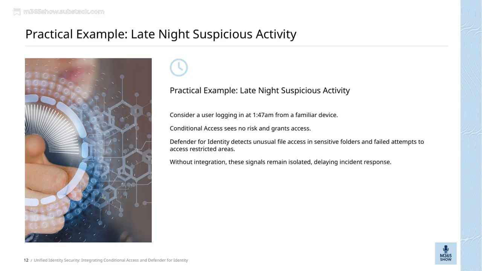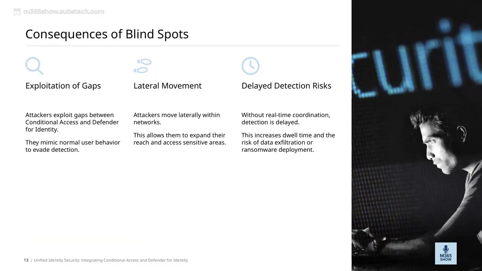This is a great example because, without integration, these signals might stay isolated, meaning the security team might not connect the dots right away. That delay could give an attacker more time to do damage. By integrating Conditional Access and Defender for Identity, we get a comprehensive view, seeing both login behaviors and system activity, allowing us to respond more quickly and effectively. This unified approach is key to proactively identifying and stopping threats, especially during off hours when suspicious activity might otherwise go unnoticed. Without real-time coordination, detection can be delayed, which is a critical point to understand.